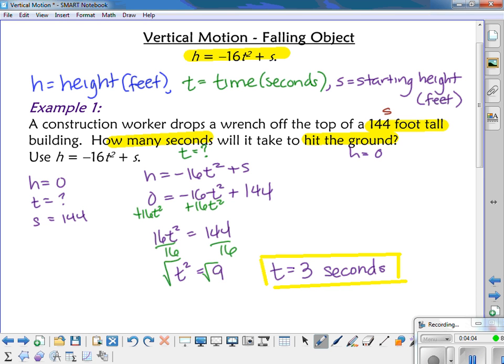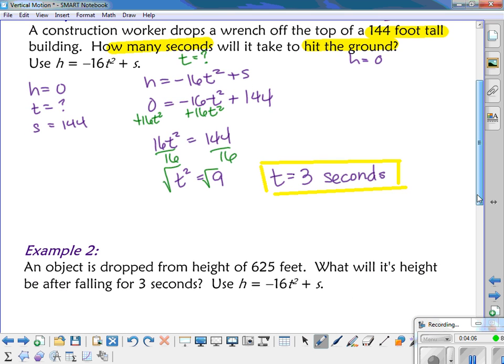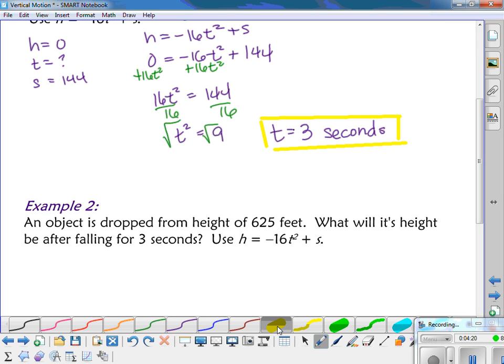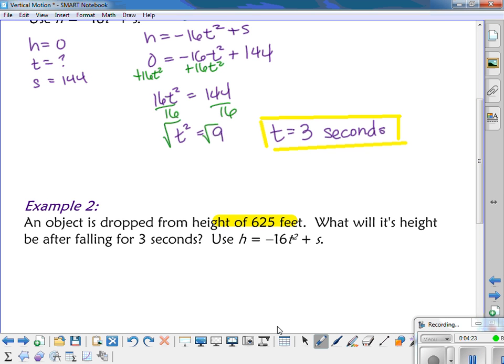All right, let's take a look at example 2. An object is dropped from a height of 625 feet. What will its height be after falling for 3 seconds? Use h equals negative 16t squared plus s. So they gave me two things: they gave me 625 feet, they gave me 3 seconds, and they're asking what will its height be?